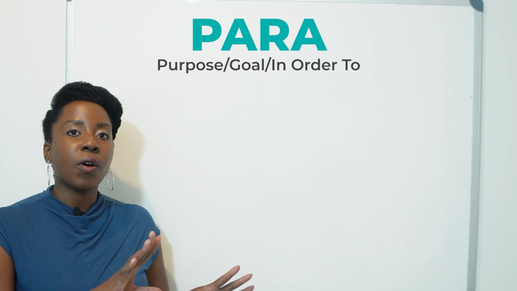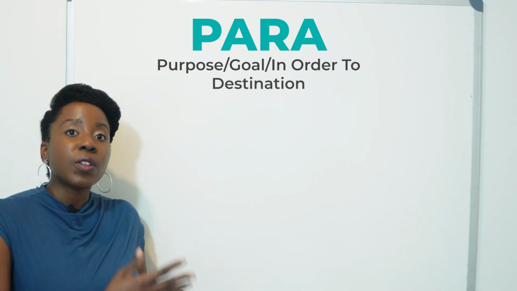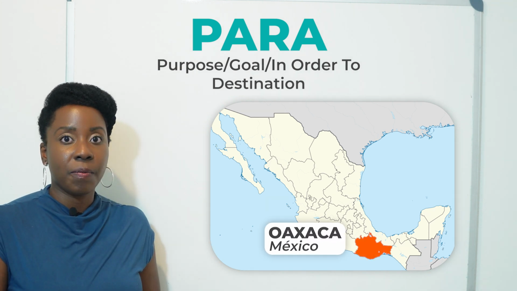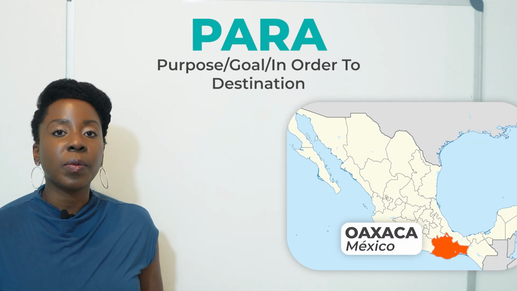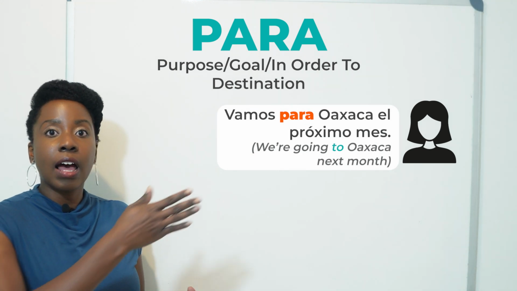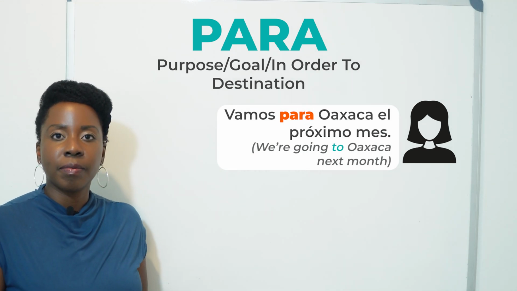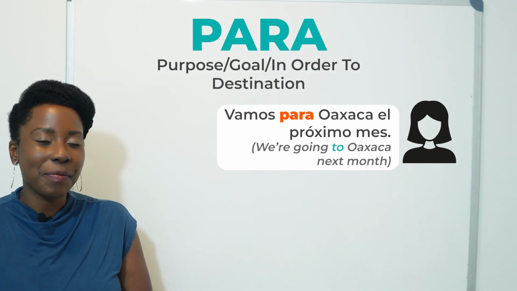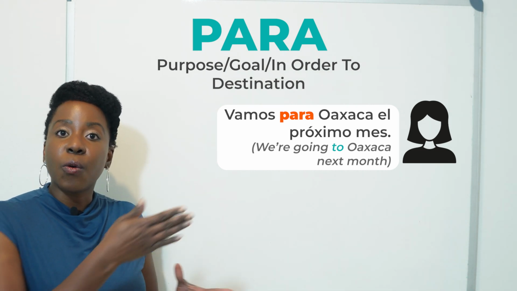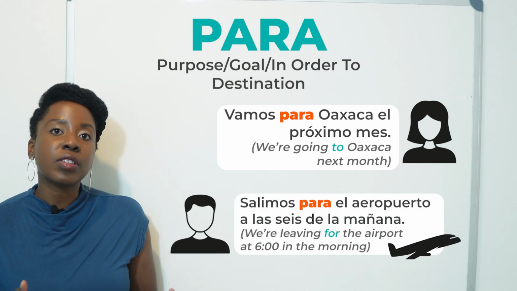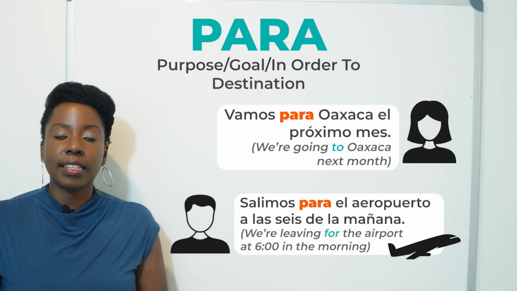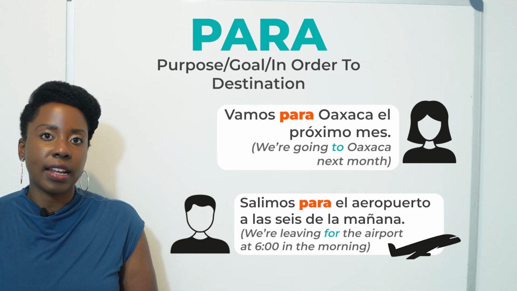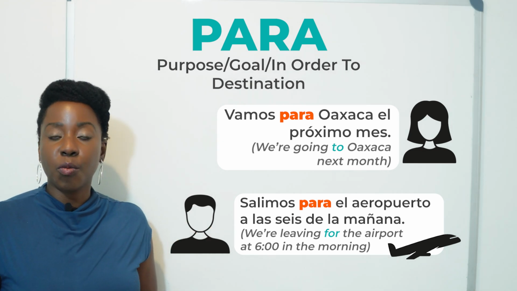So besides a purpose or a goal, we could actually be talking about a physical destination, okay? So they are physically going to go to Oaxaca, Mexico. So Ana may be telling someone about their plans and she says, vamos para Oaxaca el próximo mes. Okay? So a literal destination that she's going towards. And then Luis says, salimos para el aeropuerto a las 6 de la mañana. So they will go to this destination of the airport at 6 a.m.